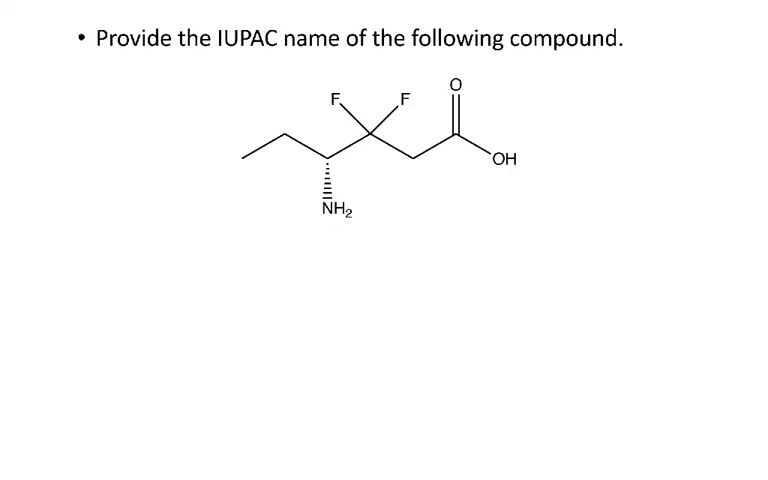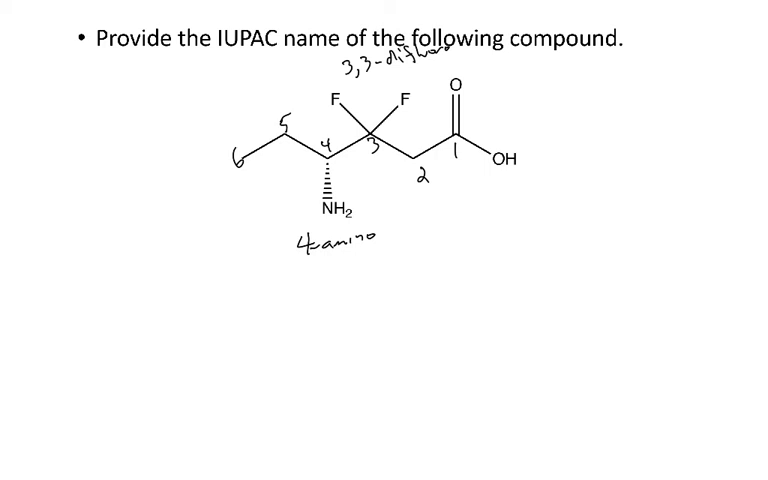Okay, one more example. In this case, the carboxylic acid is going to be the highest priority functional group. And so we're going to have to name the amine as a substituent. So I want to start numbering from this end, so the carboxylic acid gets the lowest number possible. This is like a pretty simple straight chain. So I have 1, 2, 3, 4, 5, 6. So I have a 4-amino, a 3,3-difluoro.